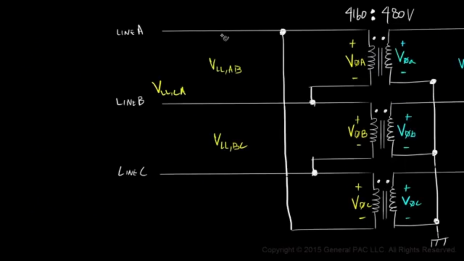Looking at actual numbers, if we measured across line A and B on the primary side of the transformer, we would expect 4160 volts, in line with the information shown in part 1. Now since the primary side of the transformer is connected in delta, we should expect the line to line voltage to equal our phase voltage.